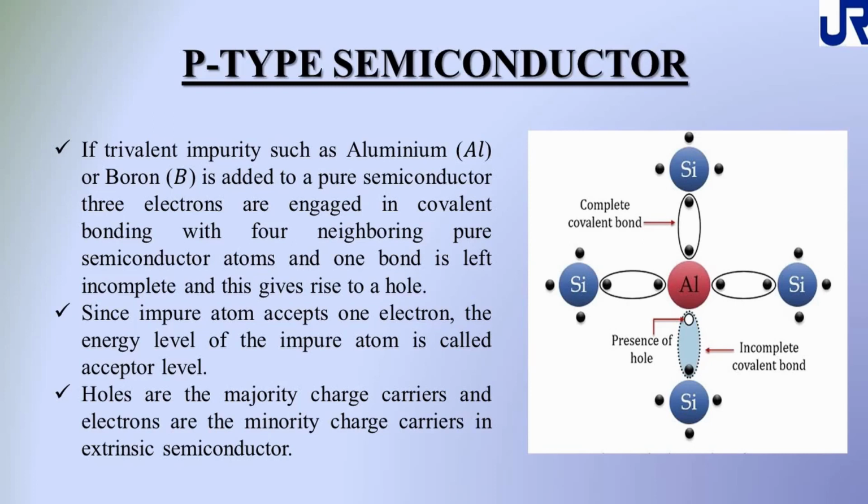Since the impure atom accepts 1 electron, this hole can be filled by accepting an electron from anywhere. If an electron is there anywhere, it will accept it. So it is called an acceptor level. Holes are the majority carriers in this case, and electrons are the minority carriers.